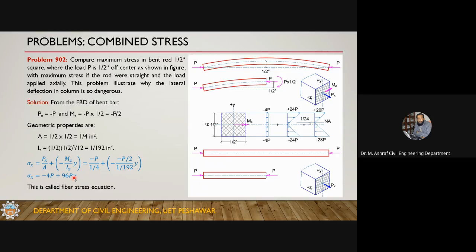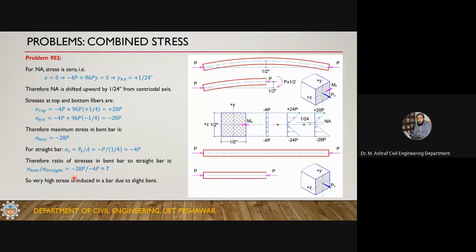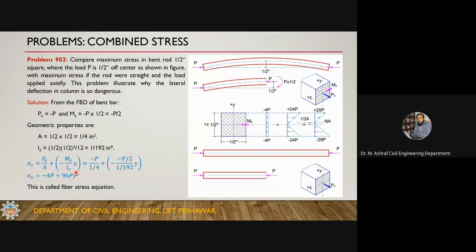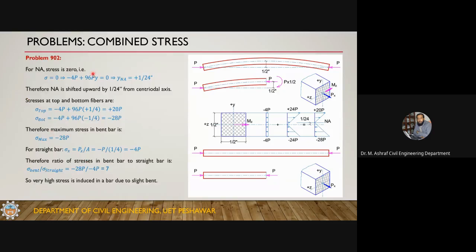Okay, so this is the fiber stress equation. Now, locating the neutral axis is not a requirement of this problem, but I'm locating it anyway. For the neutral axis, the stress should be equal to 0. So just plug in stress equal to 0 in the same equation. This will give you a certain value of y, and that is the y of the neutral axis, plus 1 divided by 24 inches.